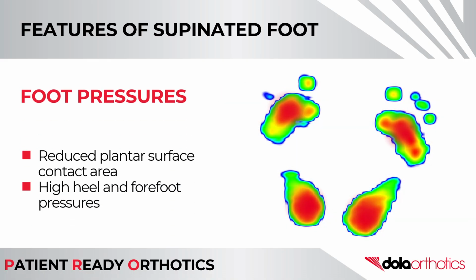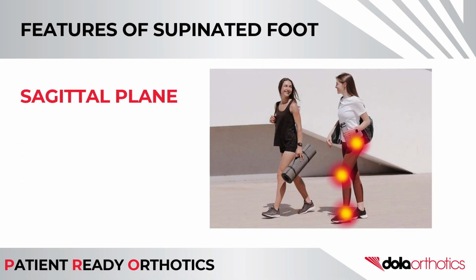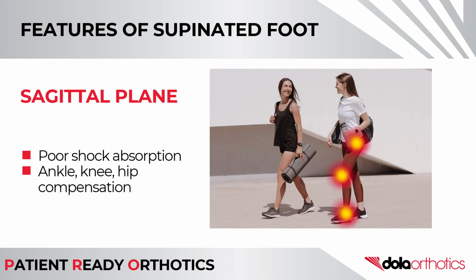Using plantar pressure analysis, this foot may present with a reduced plantar surface contact area and high heel and forefoot pressures. During sagittal plane function in gait, due to the more rigid foot structure and the lack of rear foot eversion, the supinated foot may present with poor shock absorption, leading to compensation in the proximal chain at the ankle, knee, and hip.